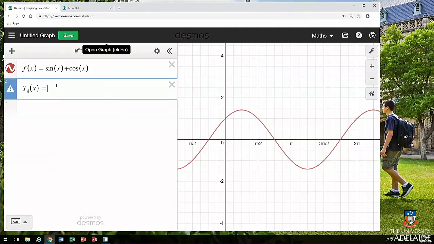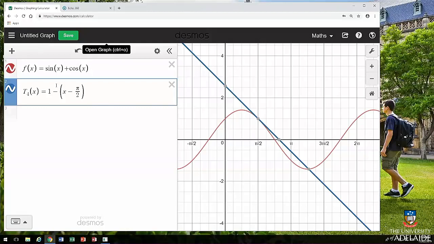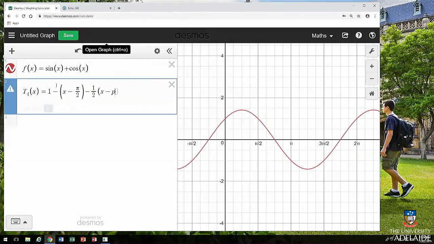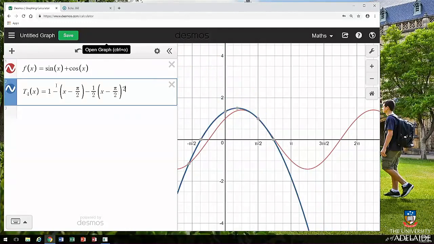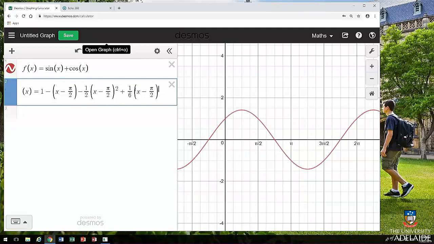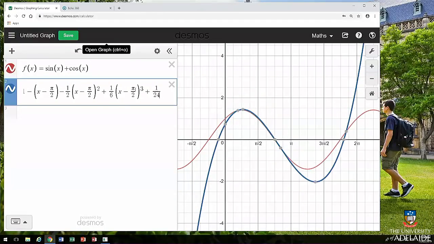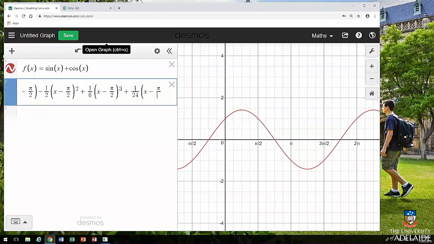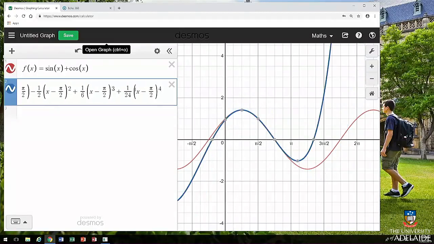So this function was 1 minus x minus pi on 2, minus a half of x minus pi on 2 squared. Well, it's looking pretty good already at this point. Plus a 6, x minus pi on 2 cubed. Whoa, it's doing very well. Plus a 24th of x minus pi on 2 to the 4.